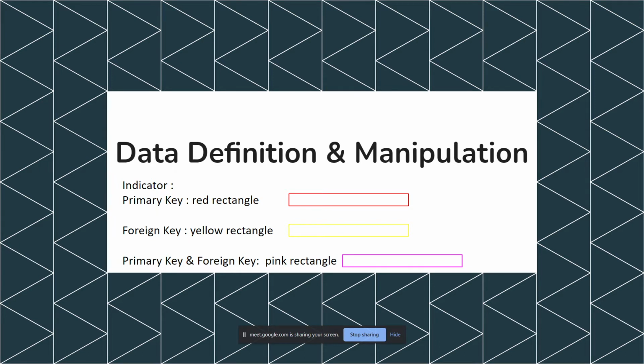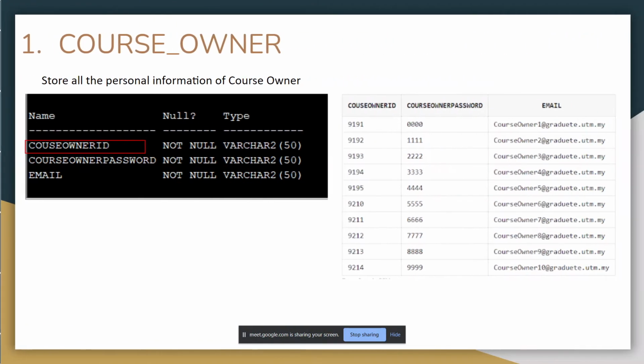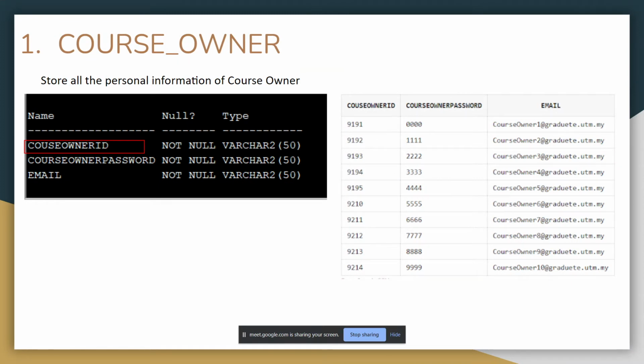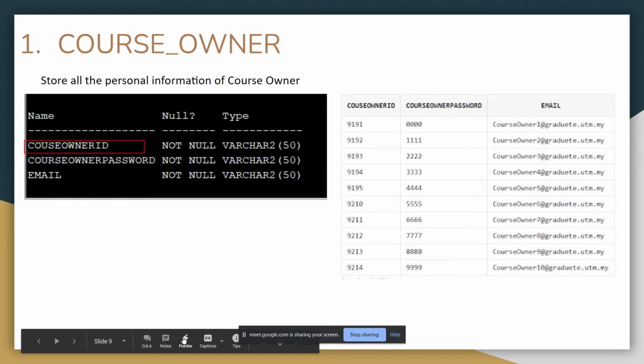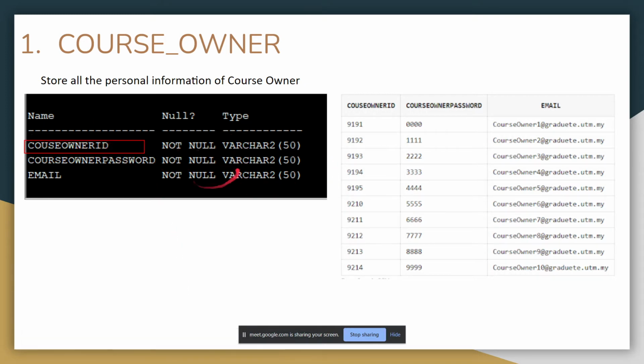In this project, we have added 22 entities, which are based on the normalized ERD that I just explained. Moving toward the first entity, which is the course owner, as you can see, we have entered 10 values, 10 data, in the data manipulation for the course owner. As you can see from here, the course owner ID, which is the primary key of this entity, is not null, and we have the course owner password and course owner email. Both are also not null values.